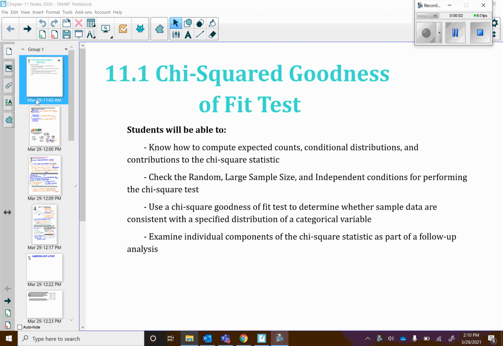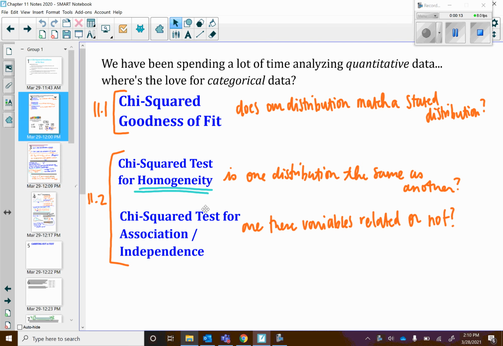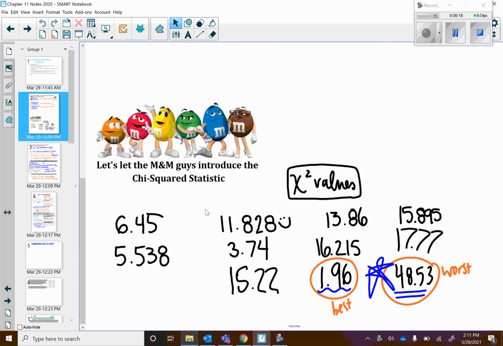Hi AP Stats. We are going to take some notes on the rest of 11.1 today. So we're going to run through really quickly the things we've already learned. We started by introducing the chi-squared statistic by looking at our M&Ms. And remember, we were calculating the difference between what we observed and what we'd expect in a bag of M&Ms.